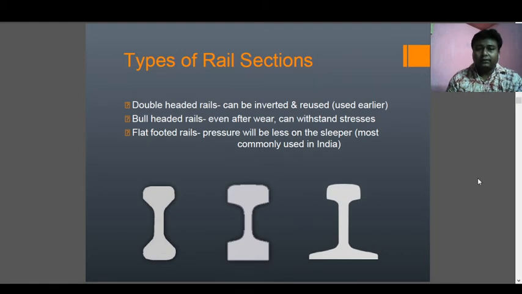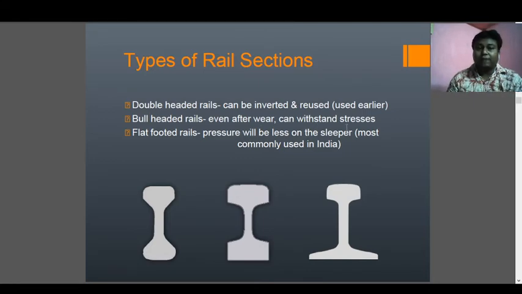Basically, the types of rail are differentiated based on the different shapes of the head and the foot. The first one is the double headed rail. What is a double headed rail? In a double headed rail the foot and the head are similar to each other; it is symmetrical. So it can be inverted and reused, meaning we can reuse the double headed rails from the previous part. The second one is the bull headed rail. Bull headed means the top head looks something like a bull, and even after wear it can withstand stresses.